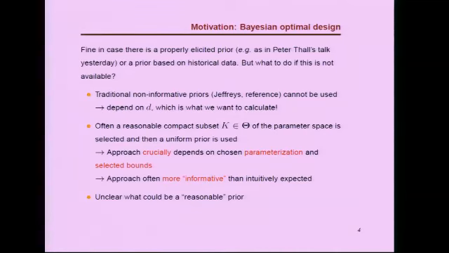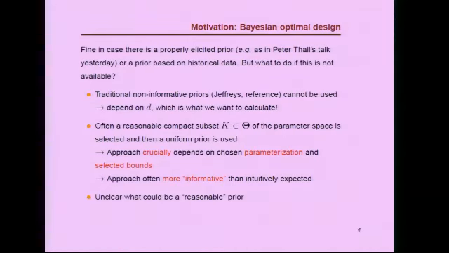But what can you do if you do not really have any prior distribution available? So the problem here is that the traditional non-informative prior distributions that you have in Bayes theory, for example, the Jeffreys prior or the reference priors, cannot really be used because they depend on the experimental design, and that's actually what we want to calculate in the optimal design problem.